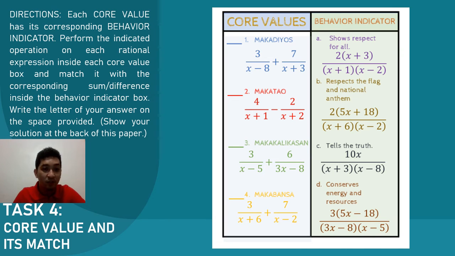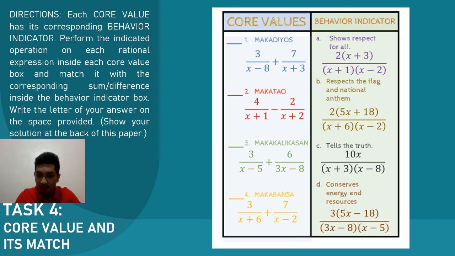Each core value has its corresponding behavior indicator. Perform the indicated operation on each rational algebraic expression inside each core value box and match it with the corresponding sum or difference inside the behavior indicator box. Write the letter of your answer on the space provided and then show your solution. Always show your solution at the back of this paper.